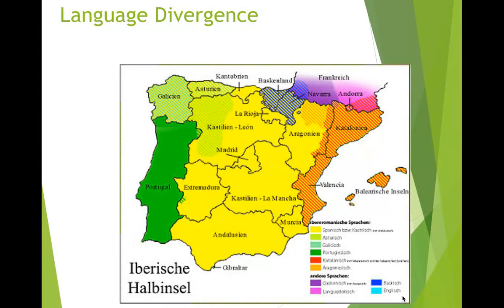We also look at more here of language divergence. Again, this is the idea of the entire Iberian Peninsula having a similar language background, but developing so much differently that they have broken away from each other. Again, Portuguese becoming its own language, Catalonian starting to become its own language here as well.